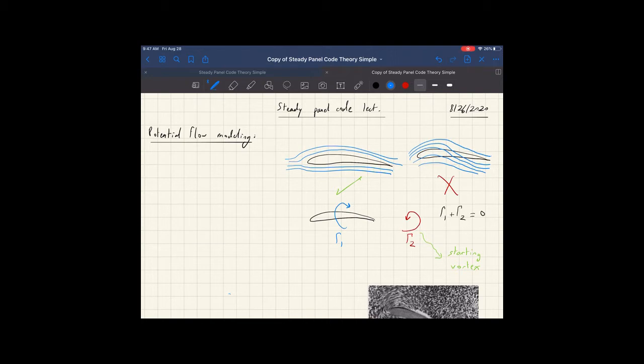This method relies on potential flow modeling, and in potential flow, you assume that the flow is inviscid, irrotational, and incompressible. So if you're able to make all these assumptions, then you can use potential flow modeling, which can be very powerful. And the potential flow modeling aspect here relies on three main boundary conditions that absolutely have to be met to arrive at a physical solution.